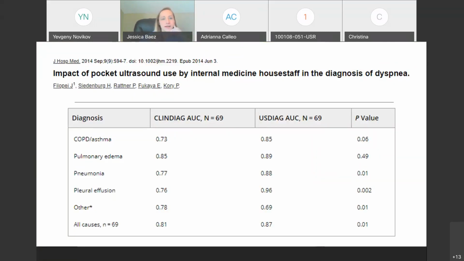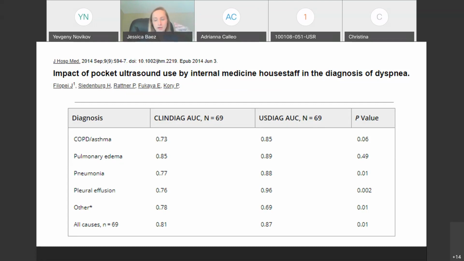So this was a cool study. This was a prospective study where they gave IM residents a handheld ultrasound machine and taught them how to perform lung ultrasound. And this is back in 2014 when handheld ultrasound machines were super new and incredibly expensive. Now they're much more common. What they did is they taught the residents how to perform lung ultrasound, and they asked them to provide a working diagnosis of acutely dyspneic patients before and then after they performed a lung ultrasound. And they compared how this correlated with the final diagnosis as determined by the attending physician.